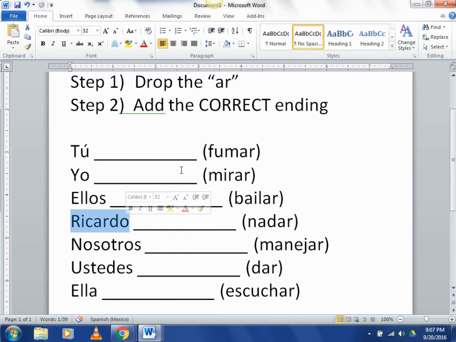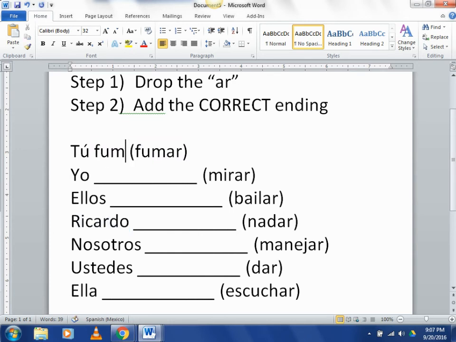All right, let's go through the answers. Step 1, we're going to drop the AR. The correct ending for tú is as, fumas. Nothing else would get any kind of credit.